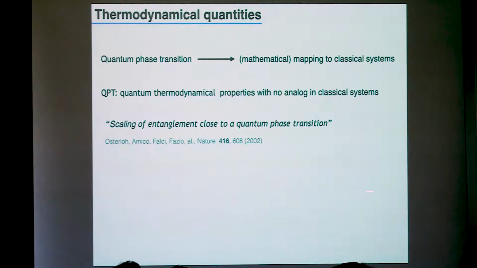That was the modern point of view of the quantum phase transition that started with this seminal work, in which was discussed how the entanglement, which is a measure of the quantum correlation in your system, behaves close to a quantum phase transition. For this reason, we also investigated the behavior of the purity and the entanglement in this quantum phase transition.